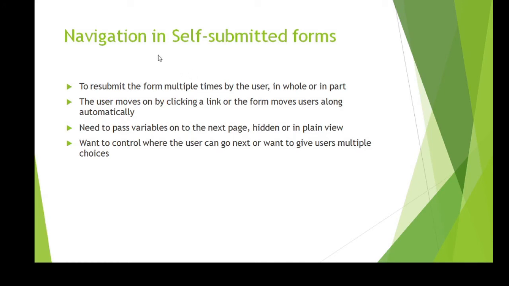So what is the advantage of navigation in a self-submitted form? The user can resubmit multiple times, in whole or in part. And the user moves on by clicking a link. You can provide a link. The form moves the user along automatically. Once the user submits the data, it automatically moves to the next form and so on.